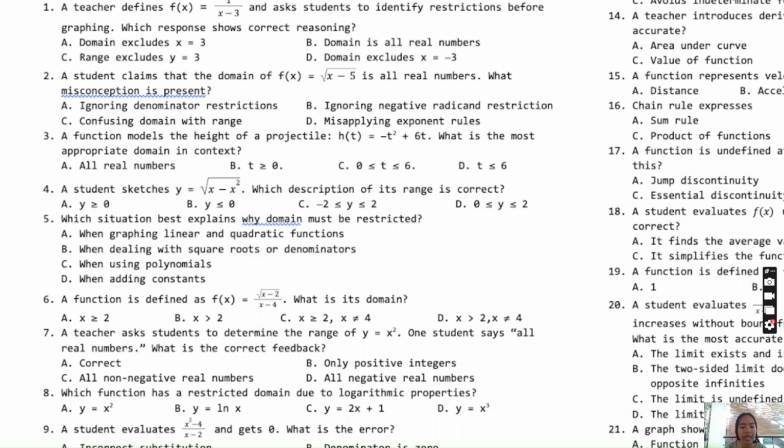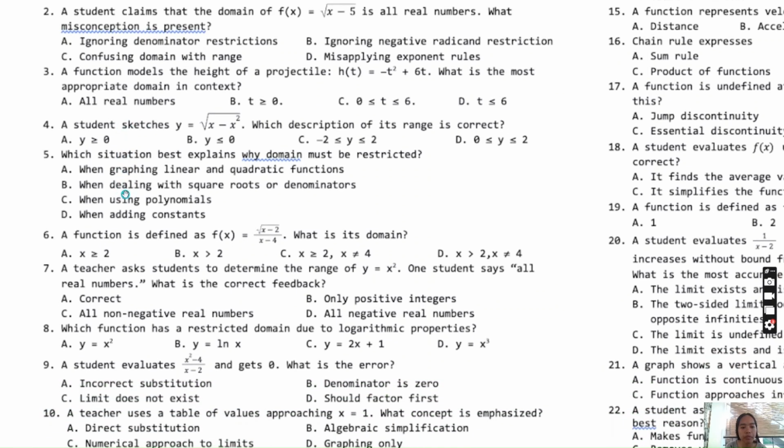Now let us explain. In square root functions, the value inside the radical must be greater than or equal to 0. So we solve x minus 5 is greater than or equal to 0, which gives x is greater than or equal to 5. The student incorrectly assumed that all real numbers are allowed. That is why the correct answer is letter B.